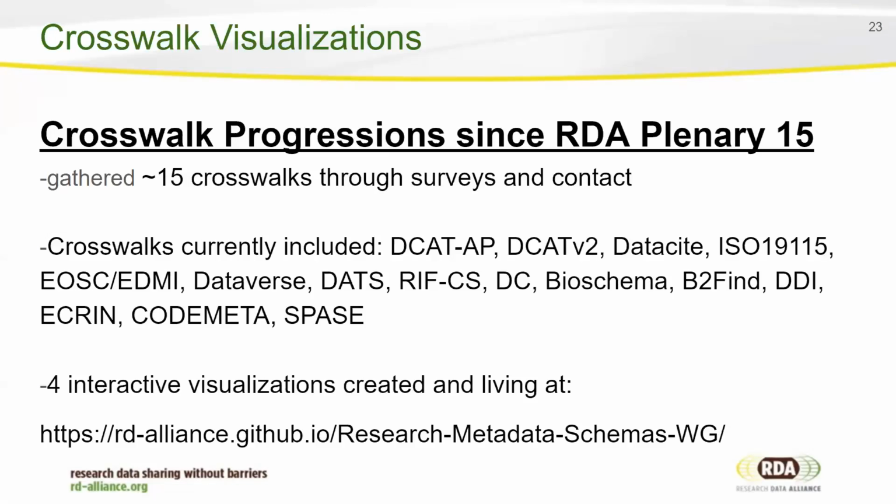So some progression since the last RDA plenary. We would like to make note that we don't do the crosswalks ourselves. We gather them, then align them to the schema.org property or DCAT. So we've collected about 15 metadata schemas, including DCAT, DataCite, ISO 19115, EOSC, Dataverse, bioschemas, B2FIND, as you can see on the screen. And we have 4 interactive visualizations created and living at the link that I did drop in the chat right before.